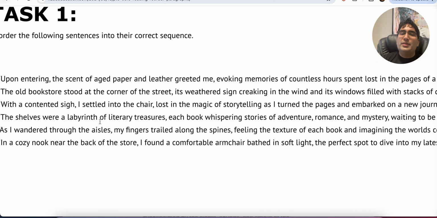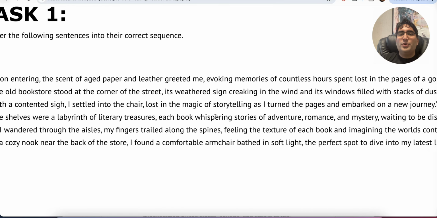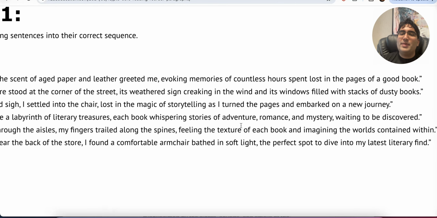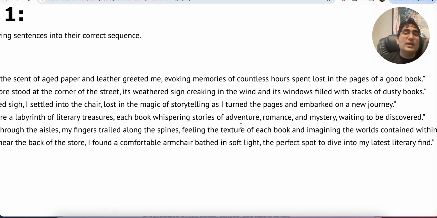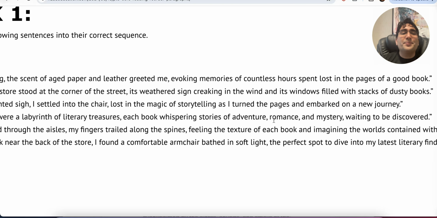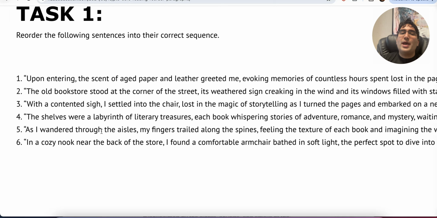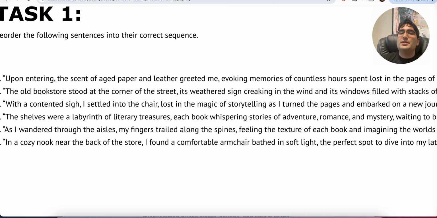"The shelves were a labyrinth of literary treasures, each book whispering stories of adventure, romance, and mystery waiting to be discovered." He's defining the shelves and how it looks like. Next sentence says, "As I wandered through the aisles, my fingers..." there we go. Okay. Shelves will go before the aisles. All right. Because you would describe the shelves first, then you would wander through them. Correct? That is the sequence.